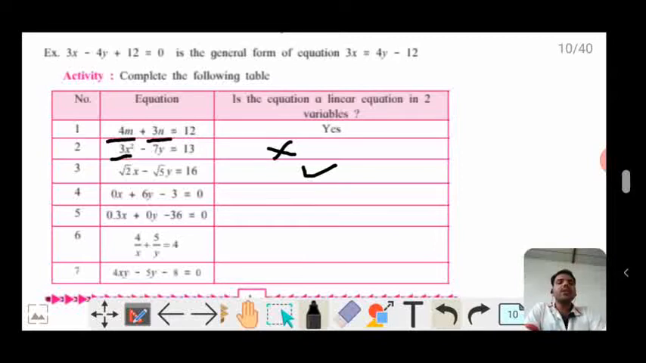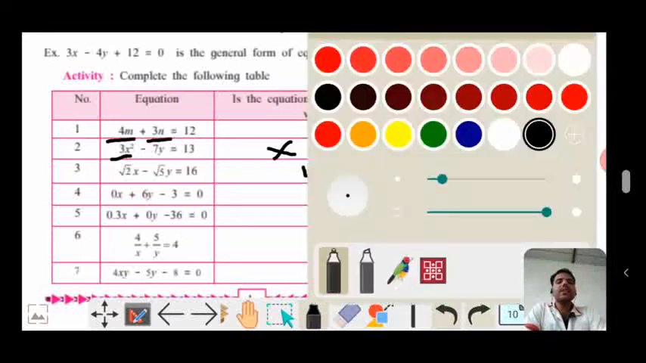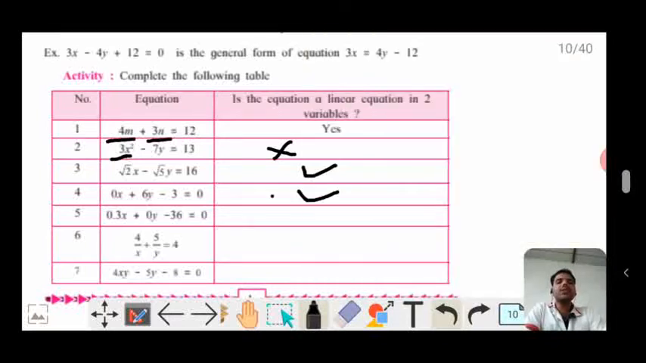In this equation, 0x plus 6y minus 3 is equal to 0. The power of both the variables in both terms is 1. So we can say this is a linear equation in two variables. Here we write 0x plus 6y, that is, a is equal to 0, and at the same time the value of b is non-zero. So this is what we have read above.